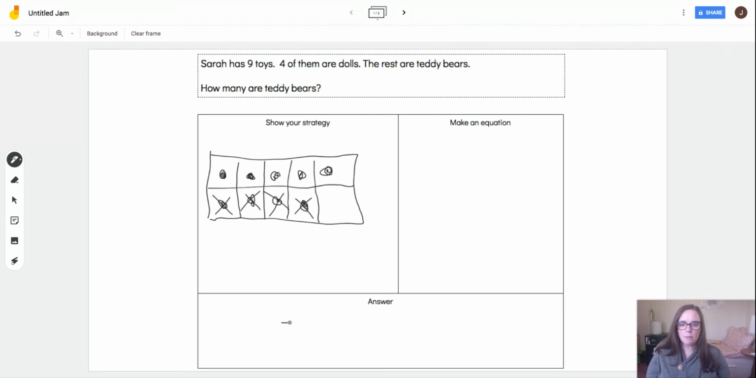So I'm going to write my answer down before I forget it. 5 teddy bears. Always make sure you label your answer because we're not talking about goldfish here. We're talking about teddy bears, and we want to make sure we tell whoever is checking our work that we know what we're talking about. So 5 teddy bears.